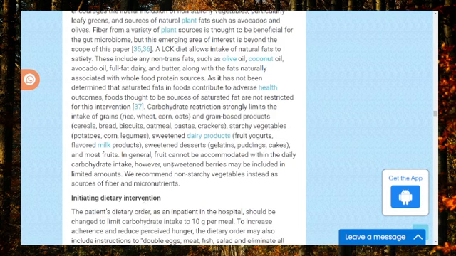In general, fruit cannot be accommodated within the daily carbohydrate intake. However, unsweetened berries may be included in limited amounts. We recommend non-starchy vegetables instead as sources of fiber and micronutrients.